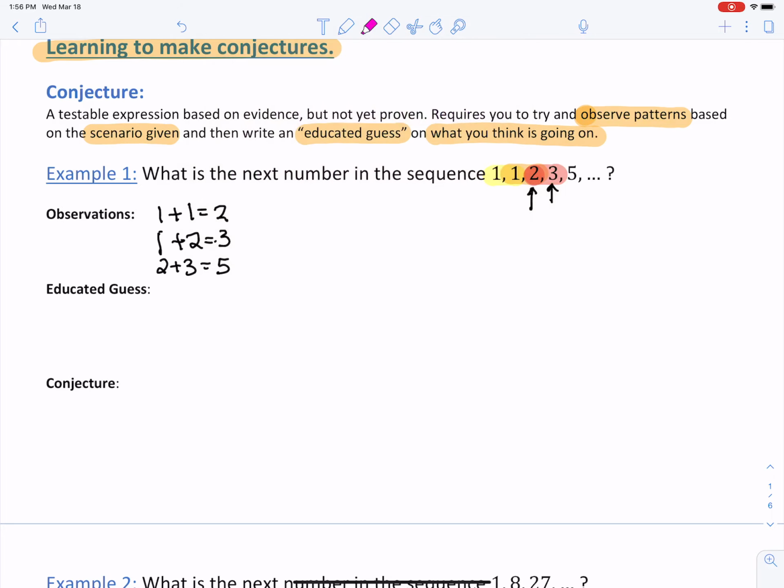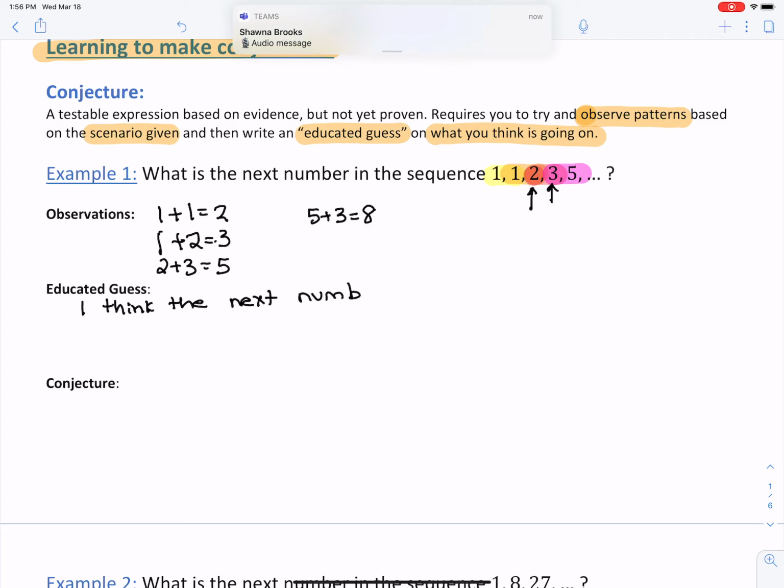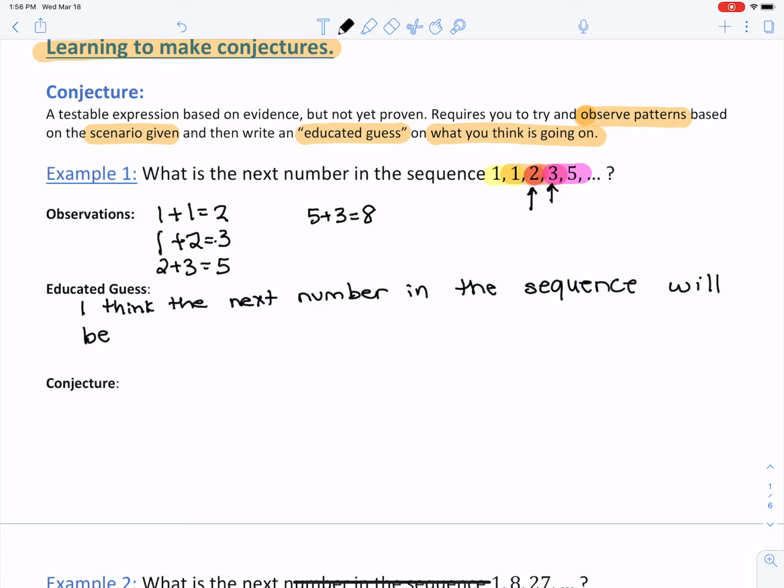and 5 plus 3, I would assume, okay, maybe there's something going on here because I've been able to get all the terms by observing just this first part of the sequence. So I'm going to make an educated guess. I think the next number in the sequence will be 8. Okay, that's my educated guess.